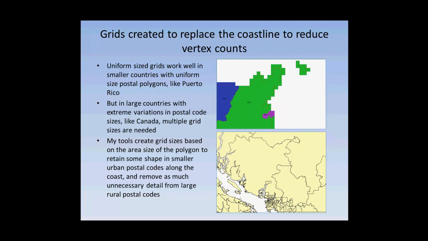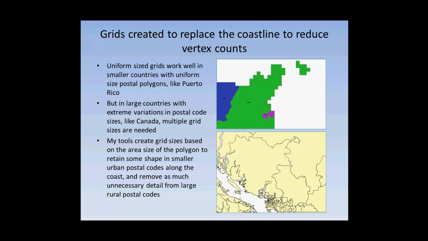I used uniform grids at first, as you see here in the top right. This is an example from Puerto Rico. They were all the same size, I believe 1,000 meters, which worked very well because Puerto Rico doesn't have much variation in postal code size. It still maintained some of the shape, but it really reduced the vertex count because grids are very, very efficient when it comes to displaying information.